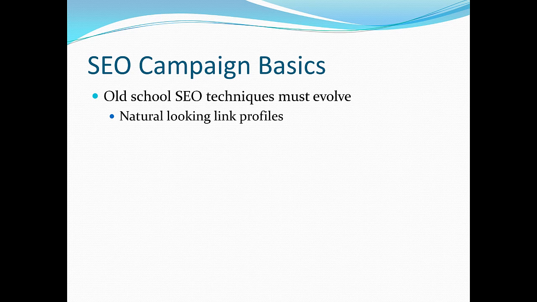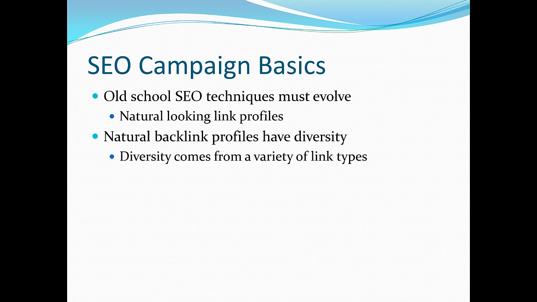So the question becomes, how do you build a natural looking link profile? Well, the simple answer is that natural backlink profiles have diversity. And I mean diversity in the types of links they're building. They're not just building articles, they're not just building social bookmarks. They have a diverse, wide range of types of links coming to their site, and that's what a natural link profile looks like. So then the question is, how do we build diversity? Like I said, diversity comes from that variety of link types. You want to choose many different link types in your SEO campaigns to build a diverse foundation.